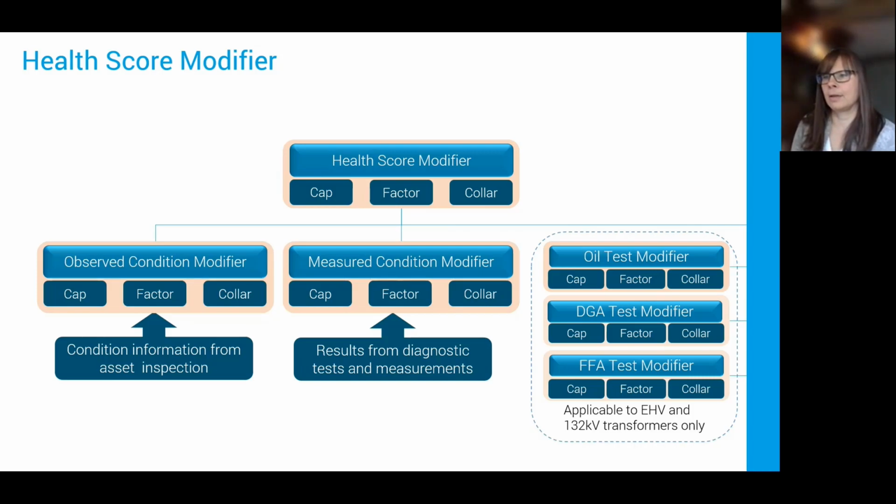On the right-hand side, you've got oil analysis. So oil test modifier, which is specific, I mean, these are specific to transformers or higher voltage transformers. So oil test modifier is your acidity, breakdown strength and moisture. Your DGA is your component gases, and then you've got your furfuraldehyde, and they're classed as slightly separate items, and each one of those again has a factor, a cap and a collar.